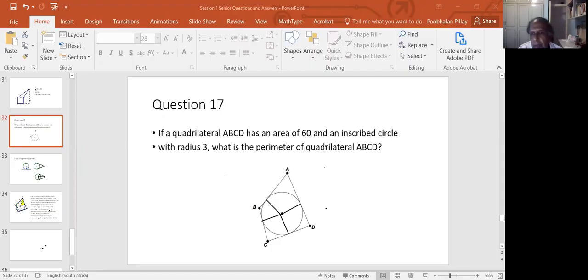It's gone off a little bit. And we know that the radius is 3. So I can actually write down 3 here, 3 there, and 3 there. All right. Okay, and these are all 90 degrees.